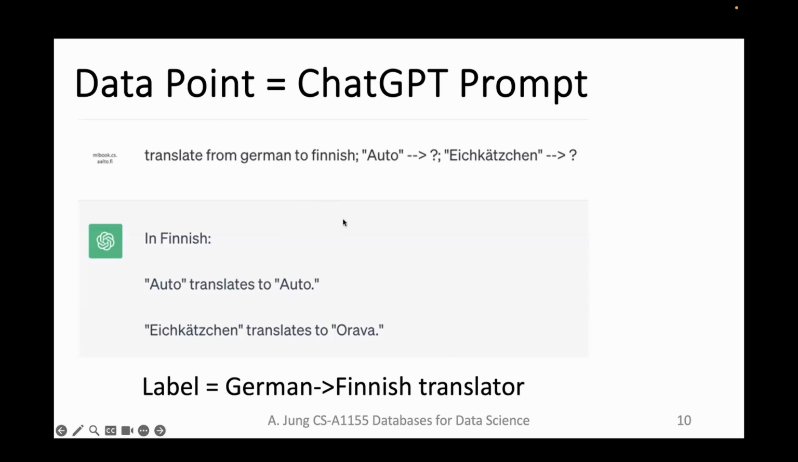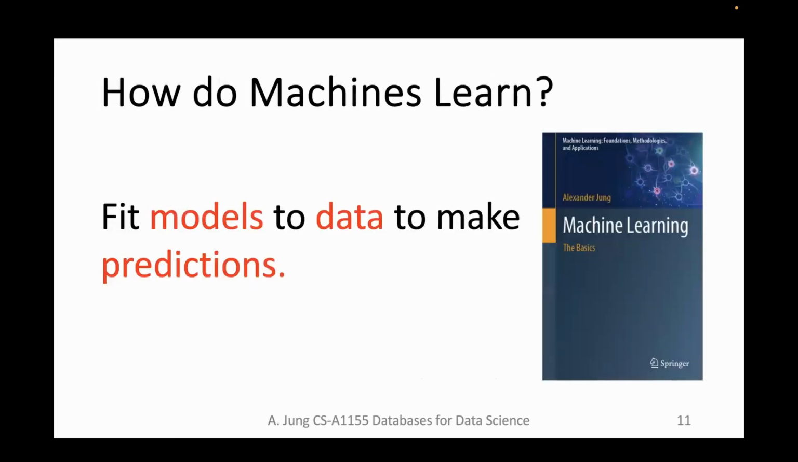So it's interesting what it produces. It might not always be correct or that useful, but at least interesting because so many people are using ChatGPT nowadays. Okay, so how does it work? Well, as I said, it's based on data. In particular, machine learning fits models to data to make predictions.